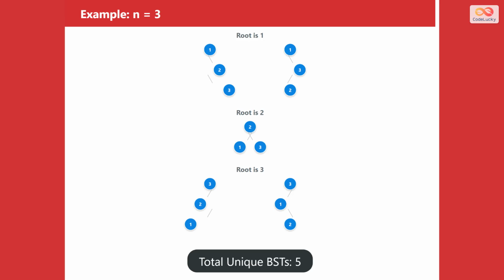Now consider n equals 3. It gets more interesting. We can pick 1 as the root, 2 as the root, or 3 as the root. If 1 is the root, both 2 and 3 must be on the right. If 2 is the root, 1 is on the left and 3 is on the right. If 3 is the root, 1 and 2 must be on the left. In total, counting all these configurations, we find exactly 5 unique trees.